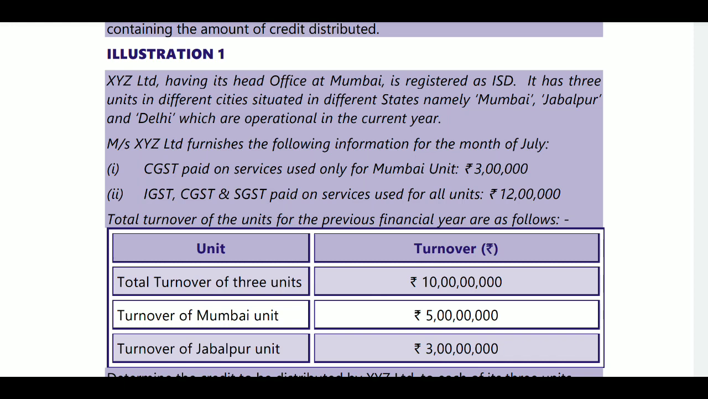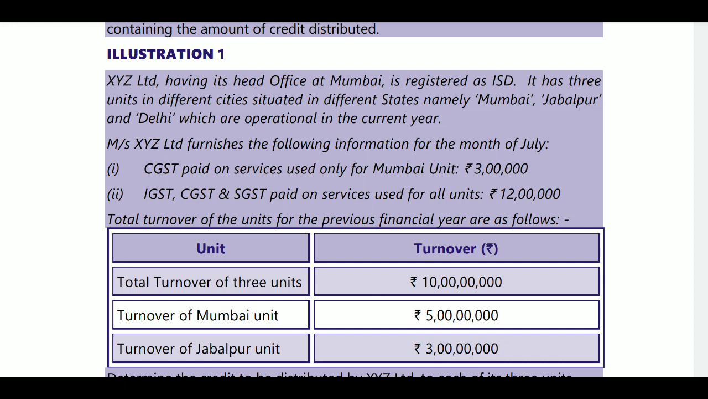Next, XYZ Limited furnished the following information for the month of July. That is, CGST paid on services used only for Mumbai units is 3 lakhs. So it will be attributable to the Mumbai unit, and the amount will be distributed to the Mumbai unit only. Next, IGST, CGST, SGST paid on services used for all units is 12 lakhs. If the services are for all units, you must use IGST for distribution. This 12 lakhs will be distributed based on their turnovers.